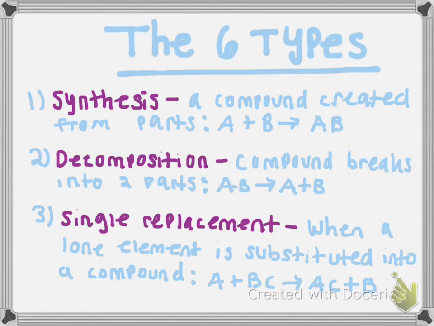The second type is decomposition. This is a compound that breaks into 2 parts. So we start with AB together, and it ends up being A plus B.